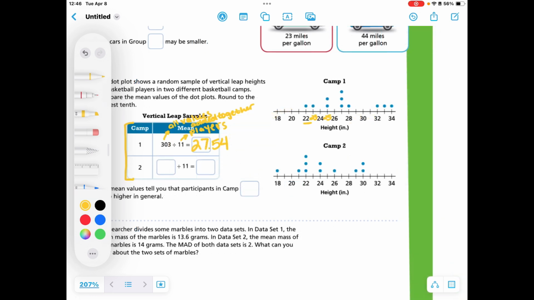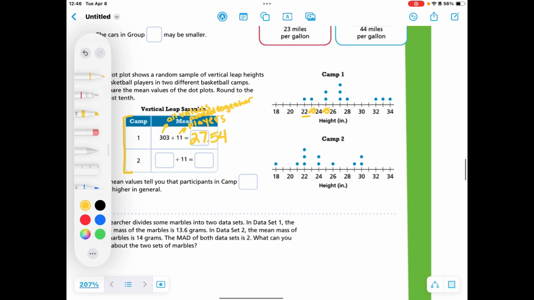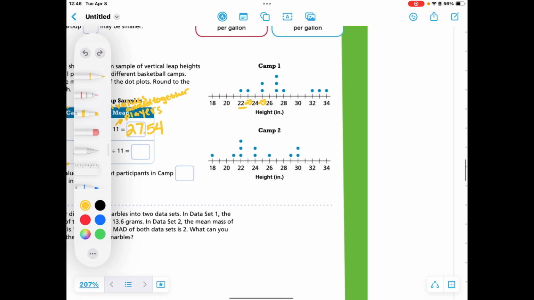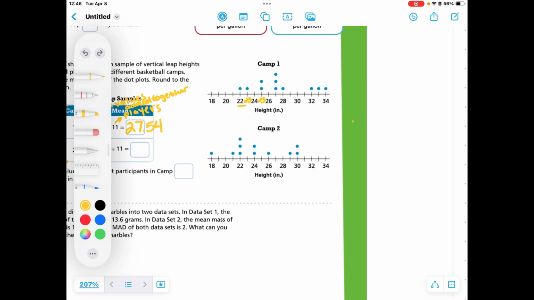So for this next one, we will do that exact same process for camp number 2, except we are not given what all the values are added together, and we have to still find what that mean is. So with this one I'm going to write them down. I have an 18, plus this would be a 21, plus there's 3 22s here. So how I'm going to do that, I'm going to do 22 times 3 because there's 3 of them.